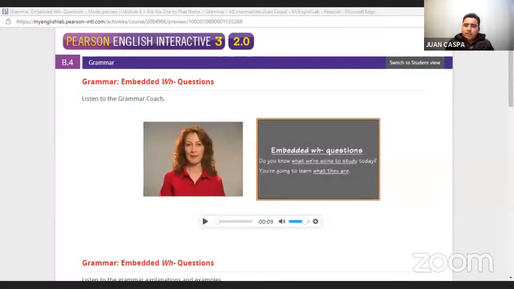Now we're going to continue with some other activities related with WH questions. You already know that, but sometimes it's important to review, to remember all of those things that are related to grammar. And basically, when we use WH words to formulate a question, it is about what, where, why, which, whose, right? But let's check out. Do you know what we're going to study today? Embedded WH questions. You're going to learn what they are.